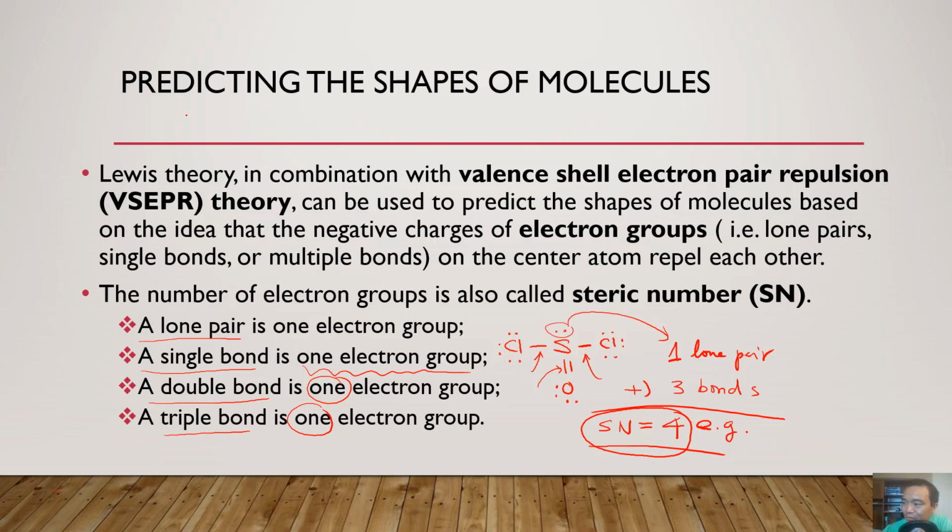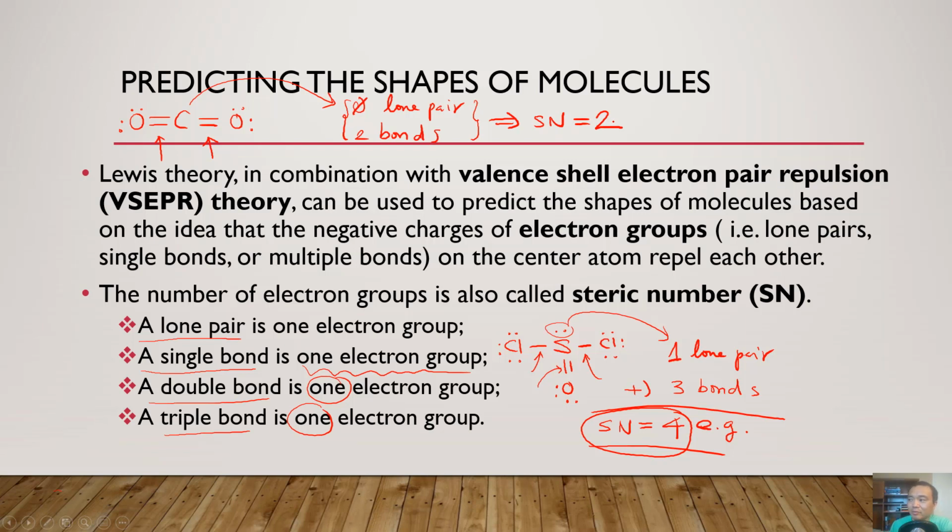Let me give you another example. For carbon dioxide, carbon is surrounded by 2 oxygen atoms with double bonds. For the carbon center, remember the shape is all about the center atom. There are 0 lone pairs, but you do have 2 bonds. So for this reason, the steric number is 2.